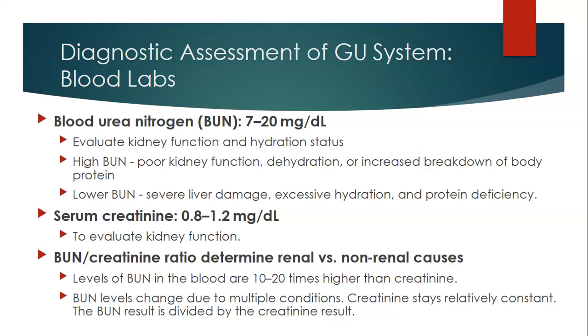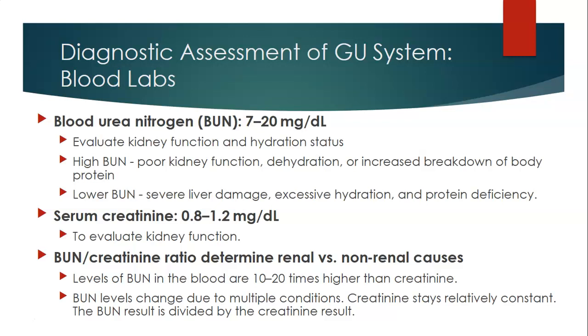An elevated BUN level can indicate some poor kidney function, dehydration, or an increased breakdown of body protein. So you might see this in someone who has been experiencing excessive exercise, severe burn, something like that. Lower BUN levels can be found in severe liver damage, with excessive hydration, and protein deficiency. So again, normal levels are going to be 7 to 20 milligrams per deciliter. This can vary a little bit depending on age and sex, but overall that's really going to be the number we'll be looking for.